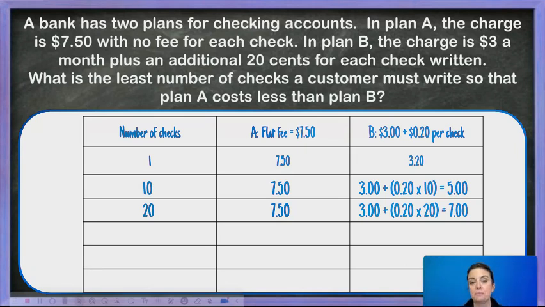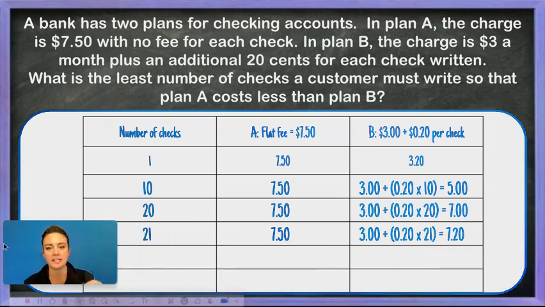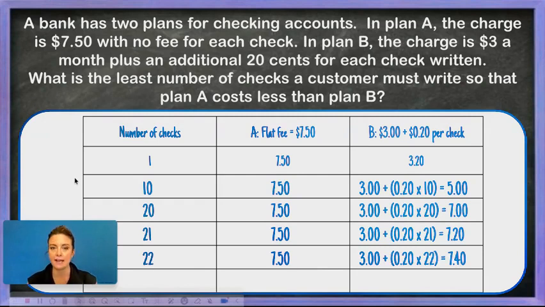Okay, the math should be easier now because you have the base of 20 checks, it's $7. If you had 1 more check, you're really only increasing your cost by how many cents? 20 cents, right? So hopefully now you're like, okay, now this table is going to make it fast. So let's go up 1 more check. What's your cost going to increase by? So 22 checks, you're now at $7.40. Okay, is plan B still cheaper?